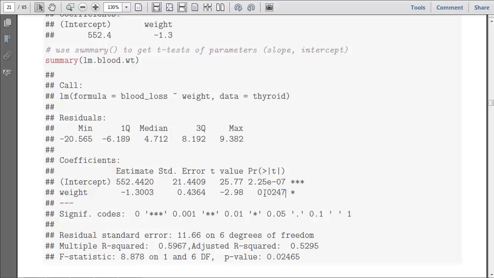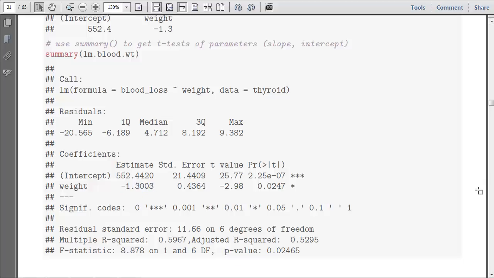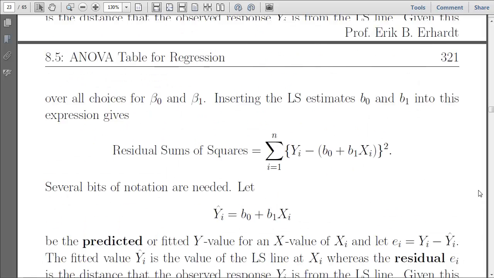So that's less than 0.05, if that is what we set for our type 1 error. And so we reject the null that the slope equals 0, concluding in favor of the alternative that it's not equal to 0, and probably also concluding that it's likely to be negative. All right, so now I'm going to page down.